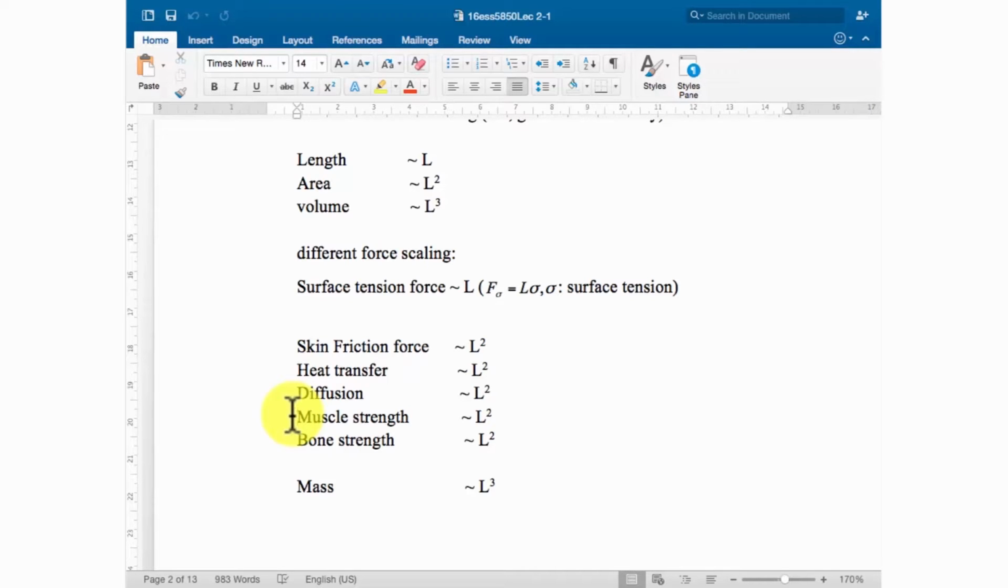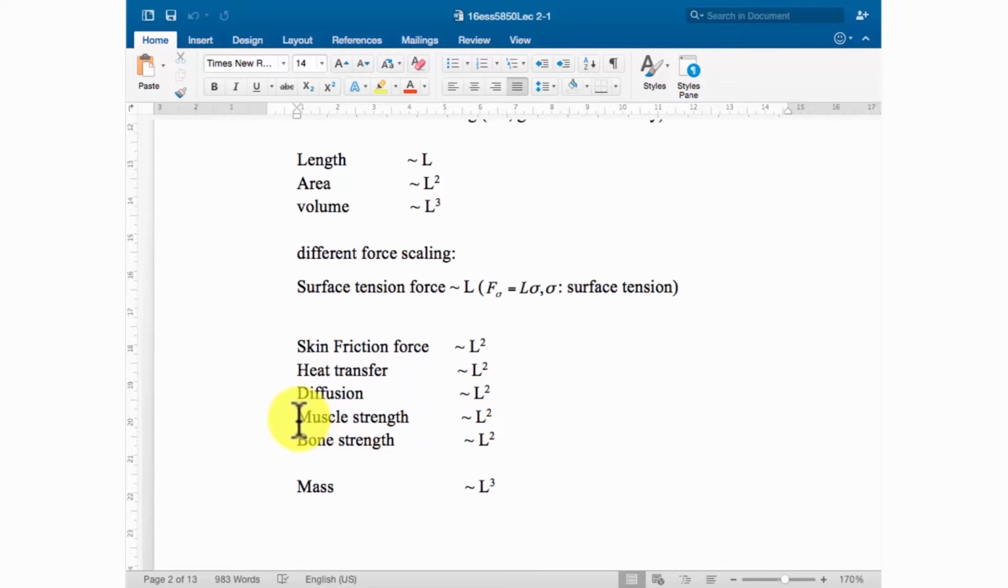Then the third one, muscle strength. Muscle strength does not depend on the volume of the muscle. It depends on the cross section of the muscle. So if you have a larger area of muscle, you have a stronger muscle.